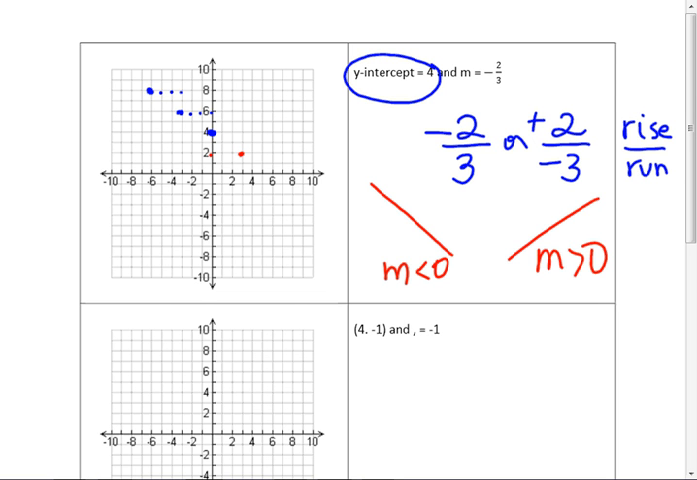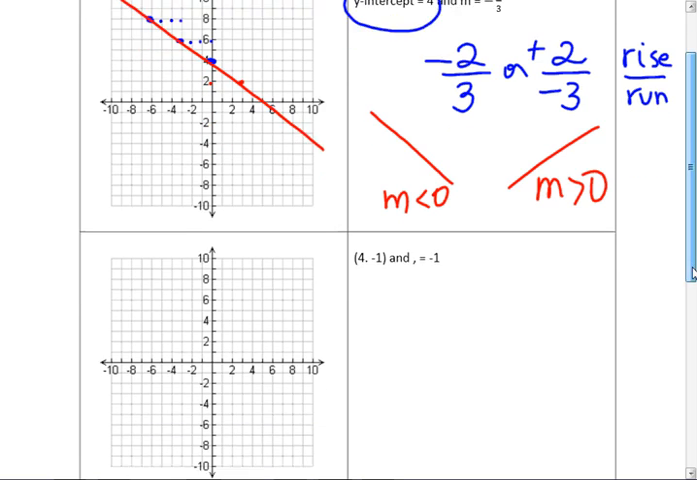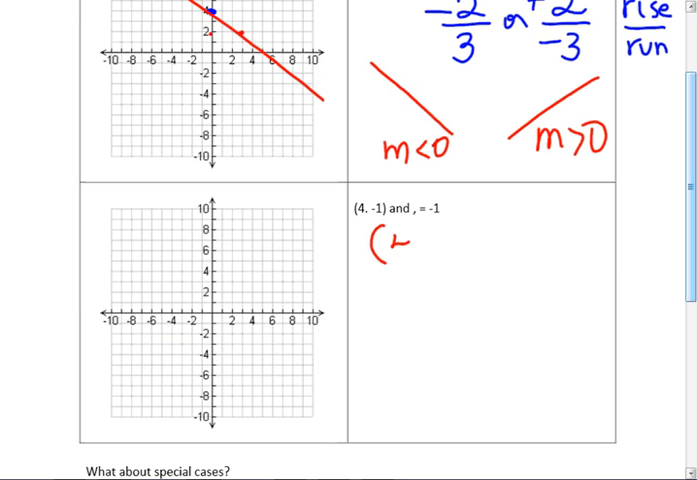Okay, now, I typed this next one wrong. Sorry. And you guys are totally literal here. It's 4 comma negative 1, and the slope is negative 1. So I'm going to go help students, and you are going to try it.